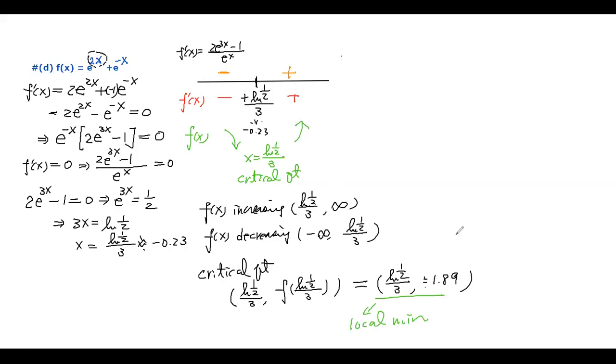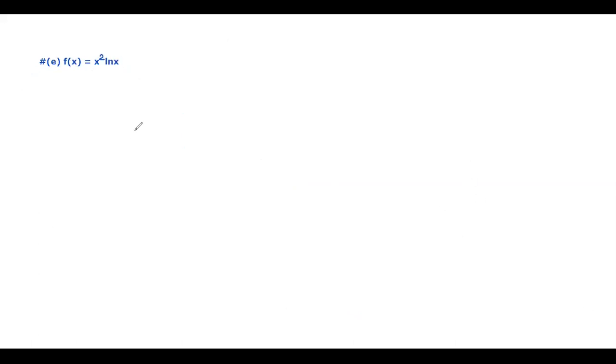Now let's take a look at the next one. The first one here is f of x equal to x squared times the natural log of x, right? So the first thing you need to know is that the natural log cannot be less than 0. So first, I know the domain here.